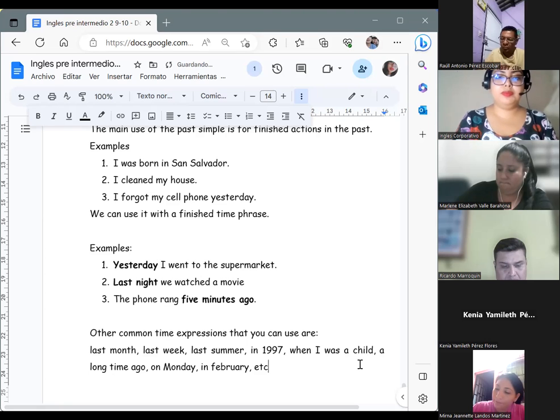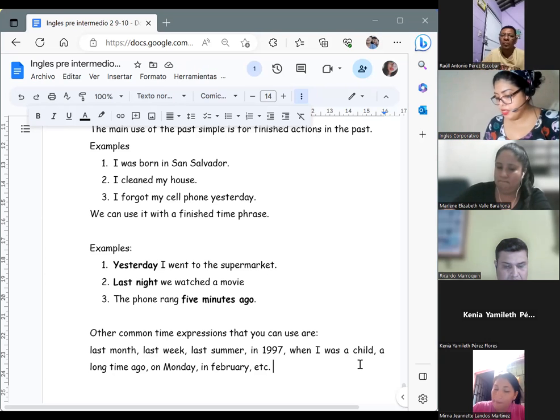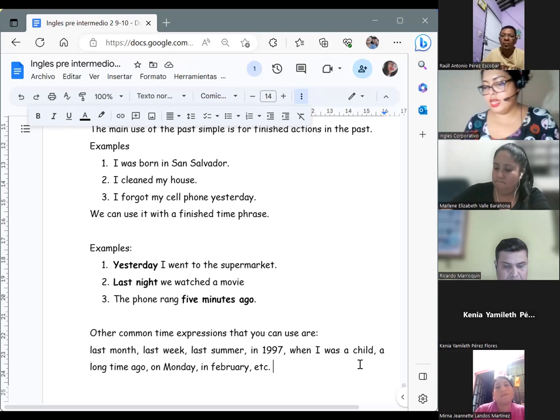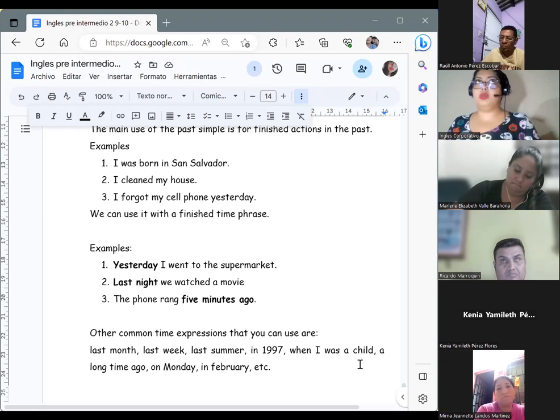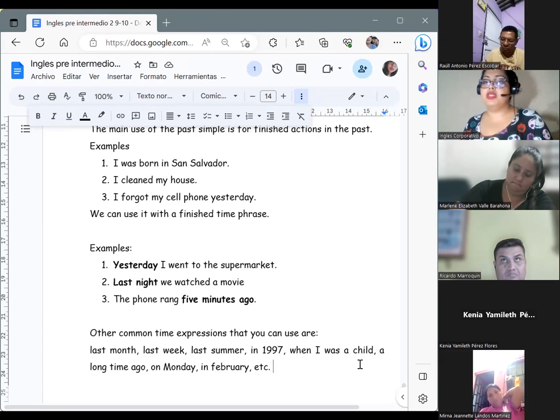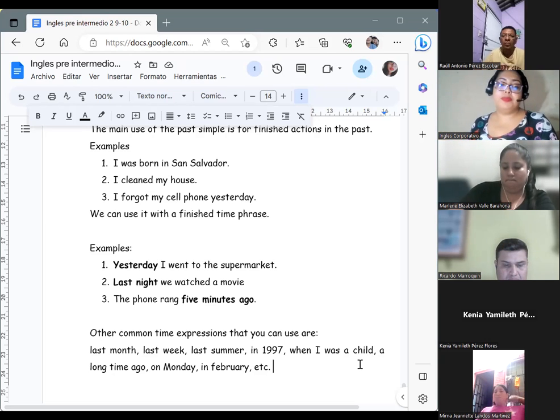etc. Okay, son frases que nos especifican el tiempo. Aquí podemos utilizar cualquier frase, pero que nos hable de tiempo, ¿verdad? Ayer, por la mañana, hace dos días, hace una semana, 1950, whatever phrase that specifies the time in which an action was performed.